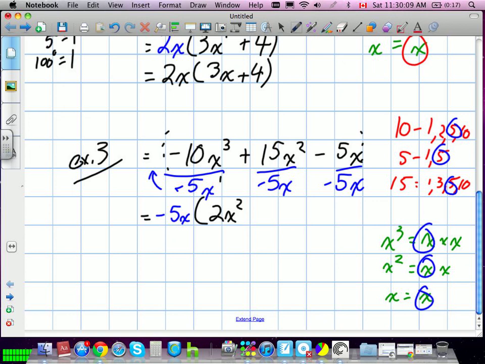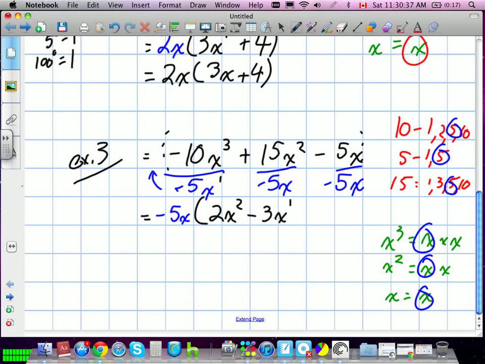Now, same idea here. I have positive 15 divided by negative 5x. What will I end up with? What type of answer? Positive divided by a negative? Negative. And 15 divided by 5 is actually going to give us 3. You did 5 divided by, or 1 divided by 5. And what about our exponents? 1. Yeah, x to the power of 1.